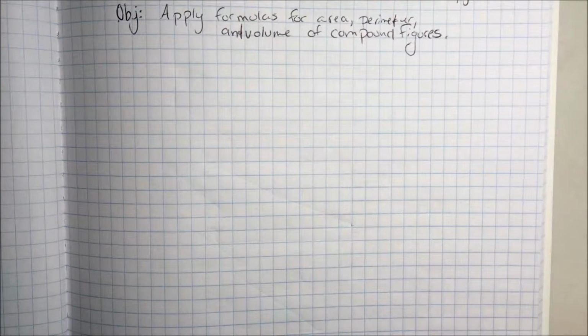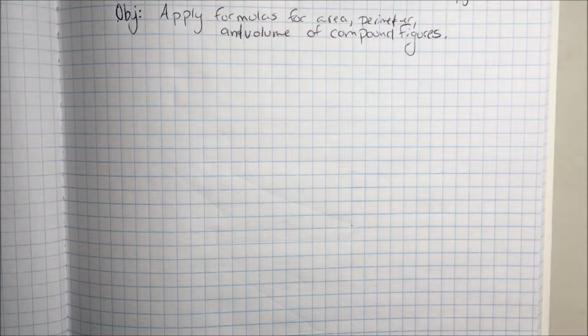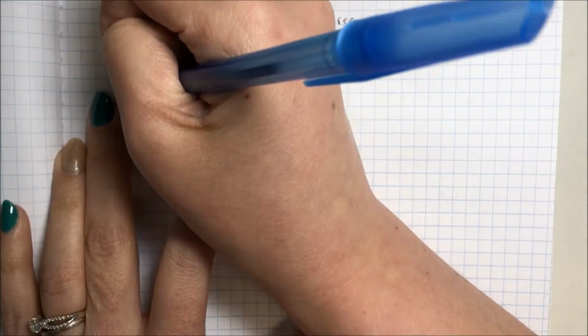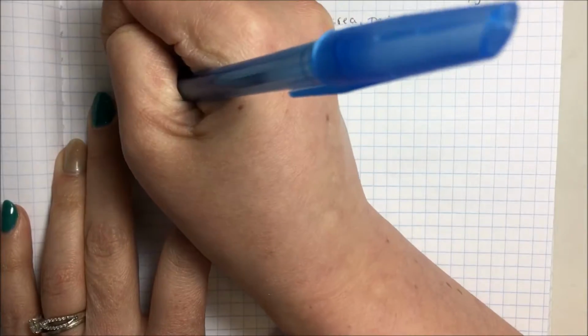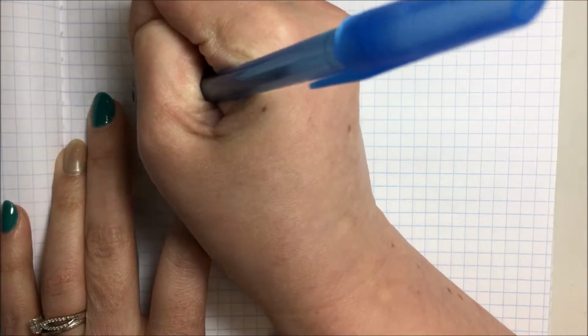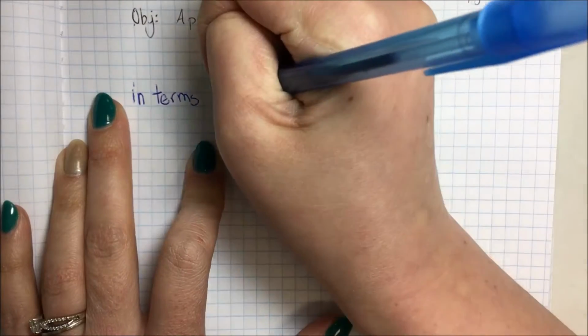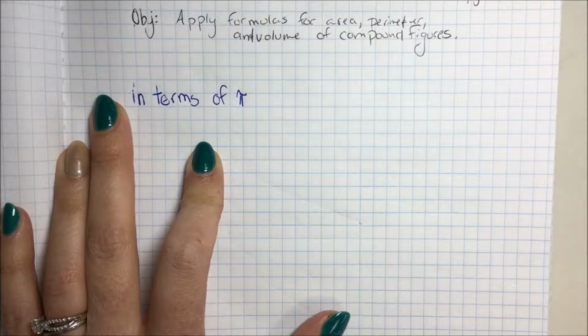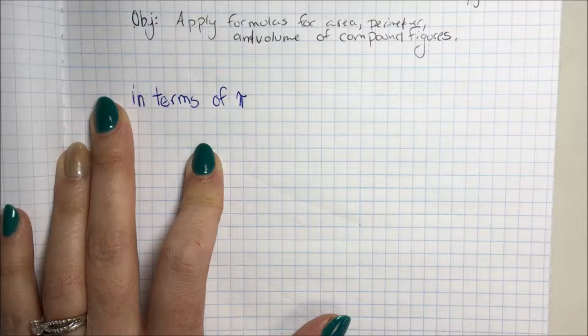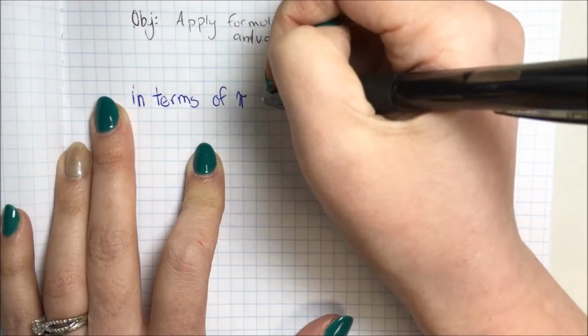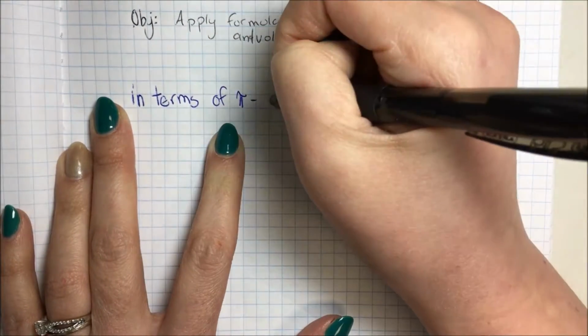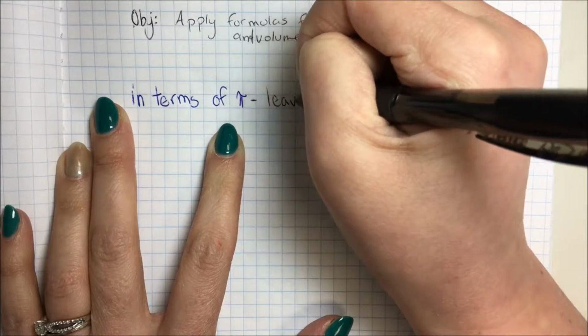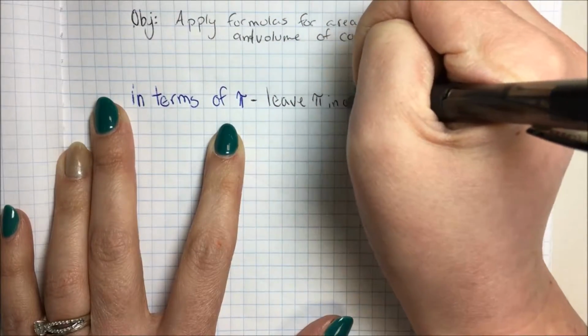So in this video, we're going to go through some of the formulas and notation that you need to know. Okay? The first thing you need to know is the terminology "in terms of pi." You should remember from middle school that pi is the ratio between the circumference and the diameter. But in terms of pi means that we need to leave pi in our answer.